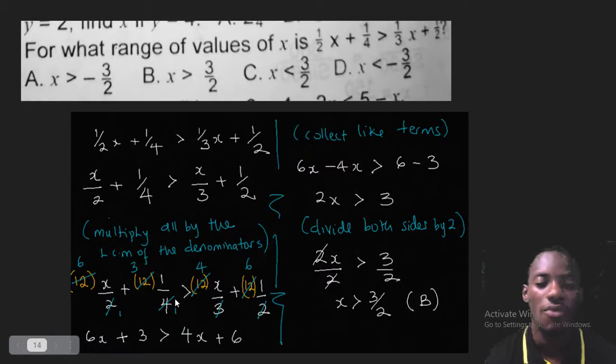I'm left with 6x. 4 cancels 12 is 3, I'm left with 3. Then 3 cancels 12 is 4, so 4x. Then 2 in 12 is 6, 6 times 1 is 6. So now it is straight and simple, right? Then just collect like terms.